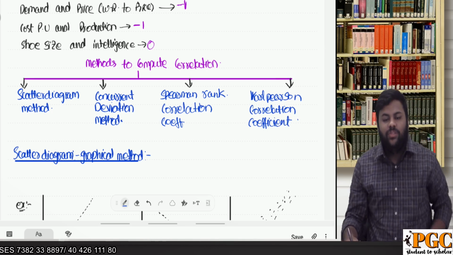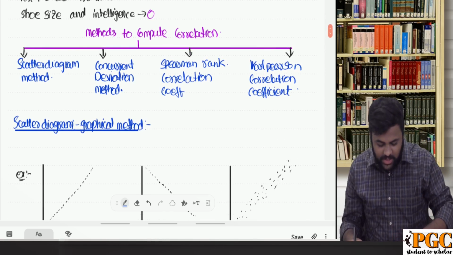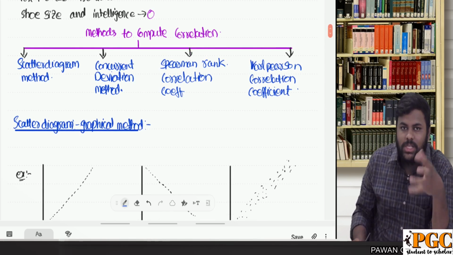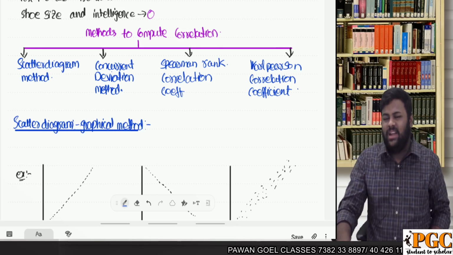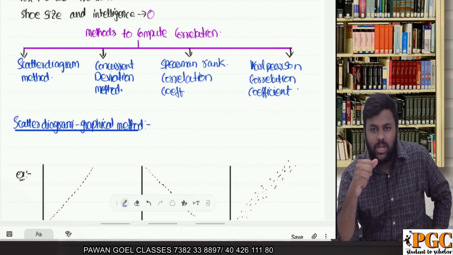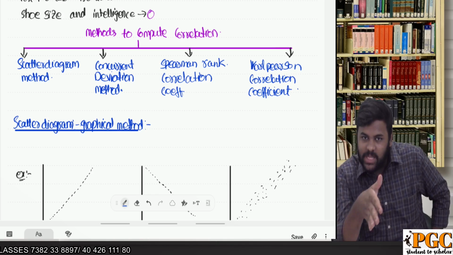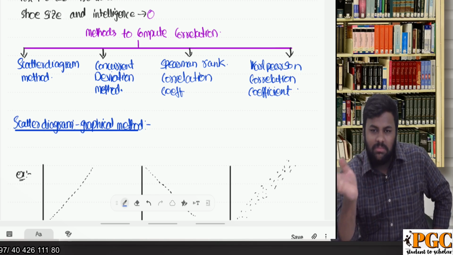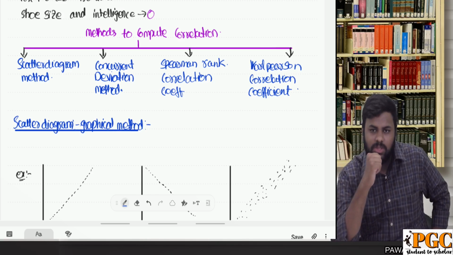These are the 4 different methods we have under study. Now first, my dear friends, among these 4 methods, what is the easiest method? The easiest method would be the concurrent deviation method. What would be the best method? The best method would be the Karl-Pearson correlation coefficient method. Which method is based on qualitative data? Spearman rank correlation is based on qualitative data.